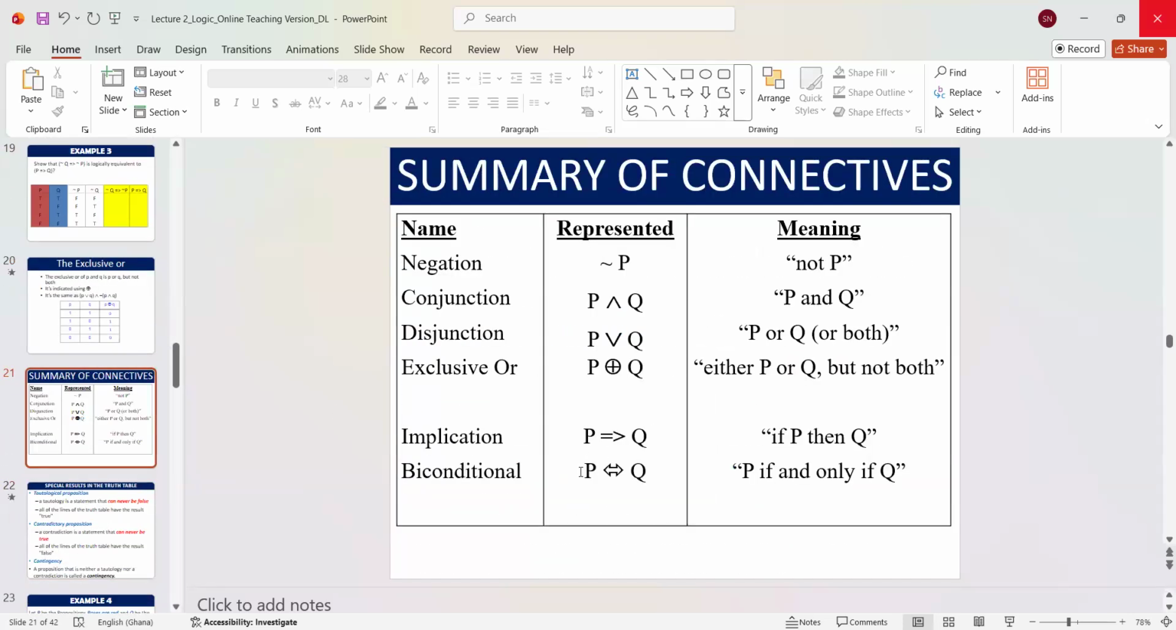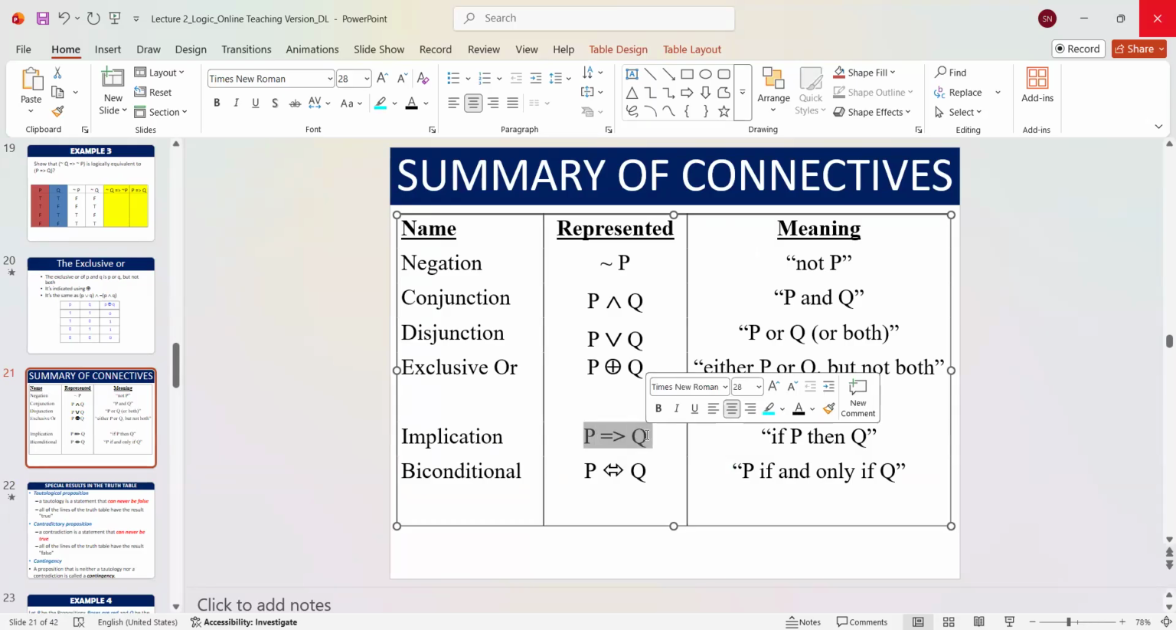But the rule is, if P is true and Q is false, then if P, then Q will be false. This is the only case where we look for the truth value to be false when you connect using the implication sign.